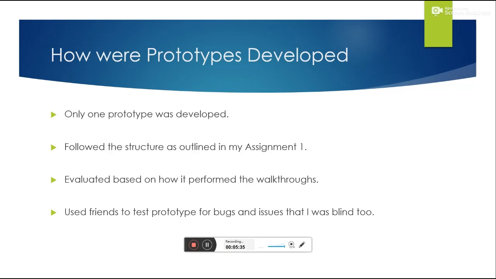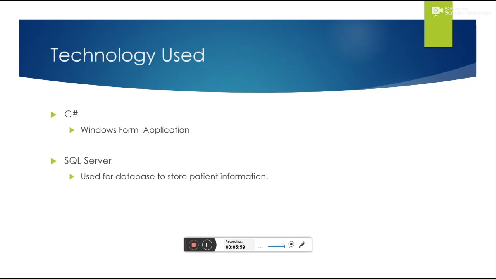Because as you are developing your own piece of software, you'll become blind to many issues because you're just so used to it: oh, I just have to do this, this, and this to get around it. But for a new user that has no information on it whatsoever, that could cause a lot of problems. And with using friends to help test, it was a great way to see what needed to be fixed and what didn't. And then just a quick overview of technologies used.